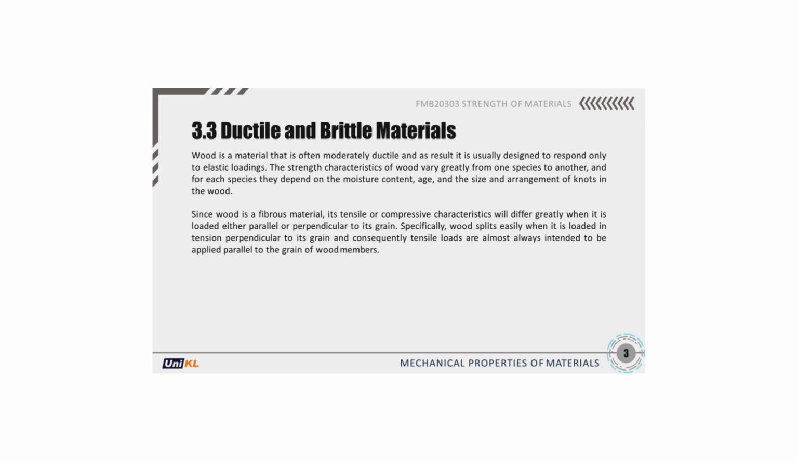Properties vary with species, moisture, age, and knots. Tension and compression differ parallel versus perpendicular to grain. Tension is usually intended parallel to grain. Specifically, wood splits easily when it is loaded in tension perpendicular to its grain, and consequently tensile loads are almost always intended to be applied parallel to the grain of wood members.